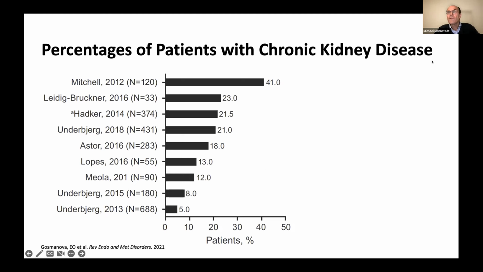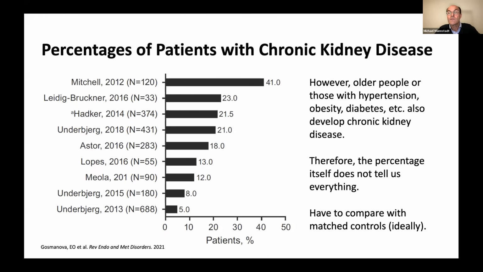But there are a few things you want to know, and I'll just touch on them. And I agree with you that it's sometimes hard to read medical literature, right? If you're not totally into that as a professional, just seeing the numbers, you can freak out. But here is what you need to know. You need to know that older people, or those with the following diseases: high blood pressure, obesity, diabetes, and others, also develop chronic kidney disease.